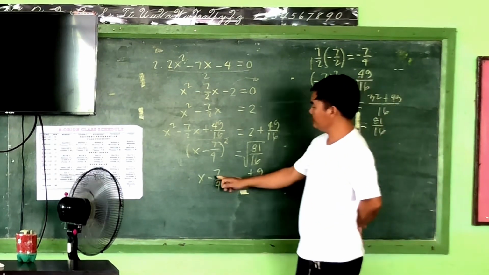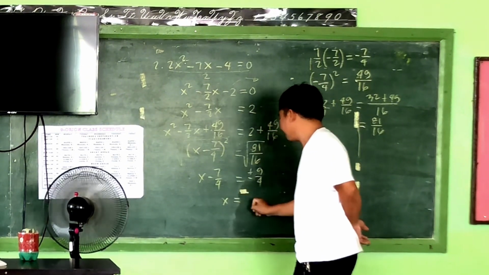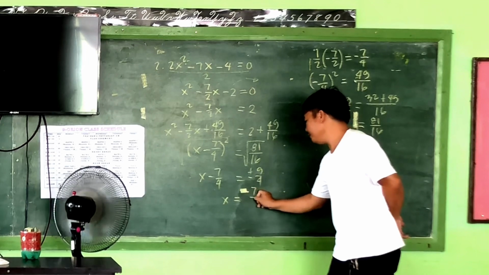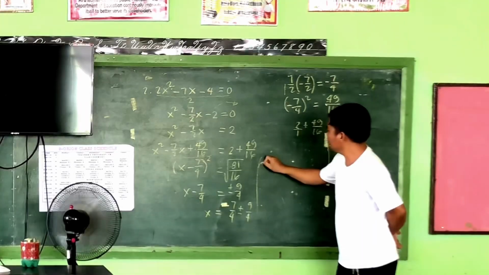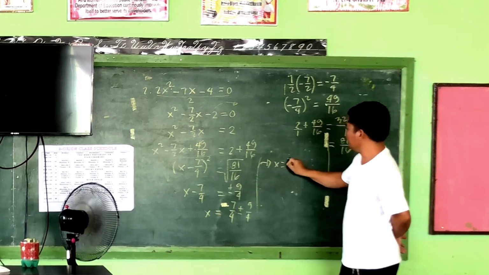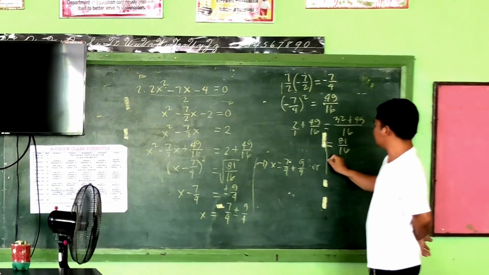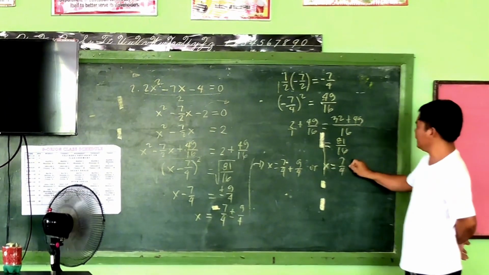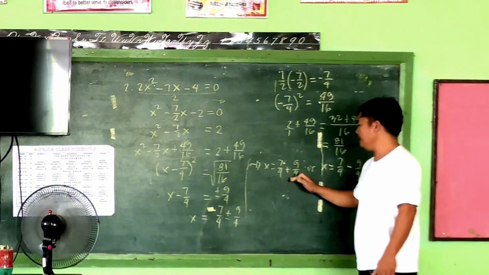Next, transpose negative 7 over 4. It becomes 7 over 4 plus or minus 9 over 4. X equals 7 over 4 plus 9 over 4, or you can have 7 over 4 minus 9 over 4. Okay, they are similar fractions already.